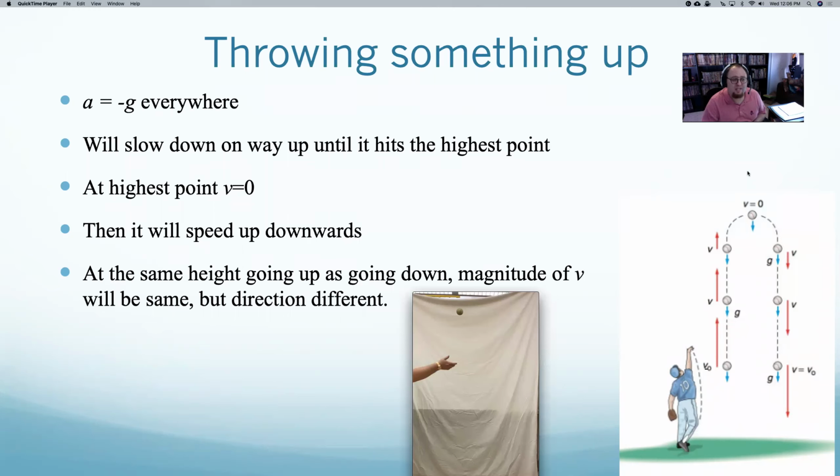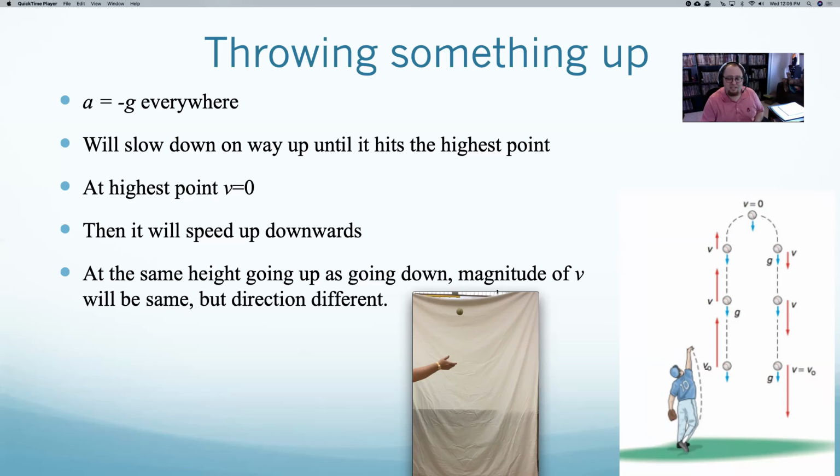At all points, the acceleration is negative g. When it leaves your hand, acceleration is negative g. When it hits your hand, acceleration is negative g. At the highest point, acceleration is negative g. At all points, the acceleration is negative g. That's going to be the same everywhere. But at the highest point, you're in between going up and going down, so your highest point will always have a velocity of 0. At this highest point, it'll momentarily not be moving for a split second before it plummets back down to the earth.